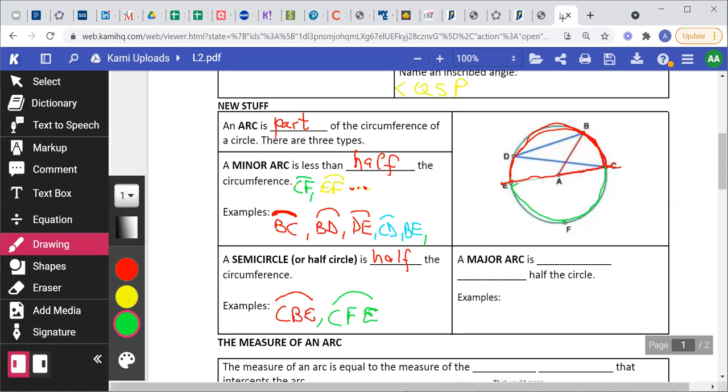And the next one is the major arc. The major arc is always more than half the circle. So we have 3 types: the minor, the semi, and the major, okay? Minor, less than half. Semi is always half, and major is more than half, okay? So here, we're going to name the major ones.